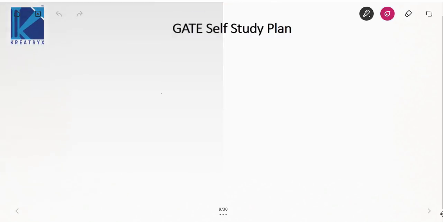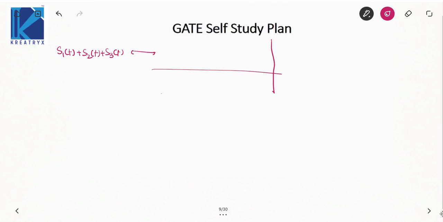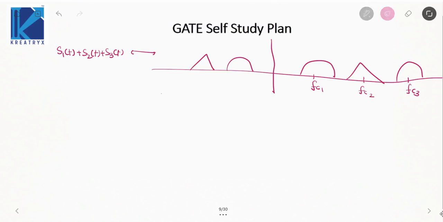So once these S1(t) plus S2(t) plus S3(t) are combined, their spectrum will look like this. One part is centered at FC1, second part is centered at FC2, and third part is centered at FC3, and obviously they have negative counterparts also. So this is basically rectangular. So this is minus FC1, this is minus FC2, this is minus FC3. So this is our combined signal.